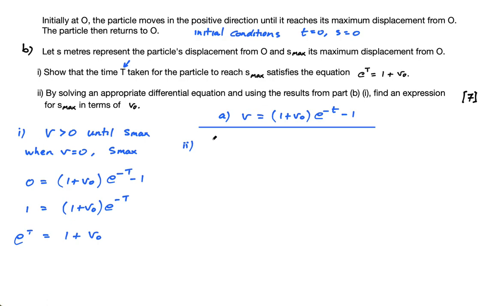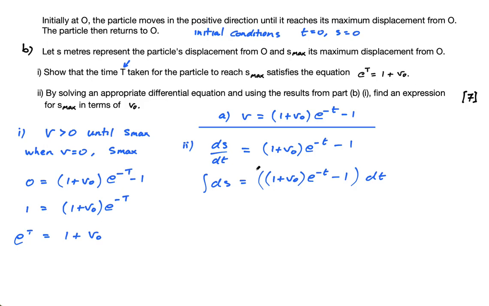So I can write V as ds dt. So ds dt is equal to 1 plus V0 e to the negative t, minus 1. This is a separable differential equation again, because I just have a function of t on the right. So I can say ds is equal to this, 1 plus V0 e to the negative t, minus 1, dt. So that's all in a big bracket, if you like. And then I can say the integral of this is equal to the integral of this.